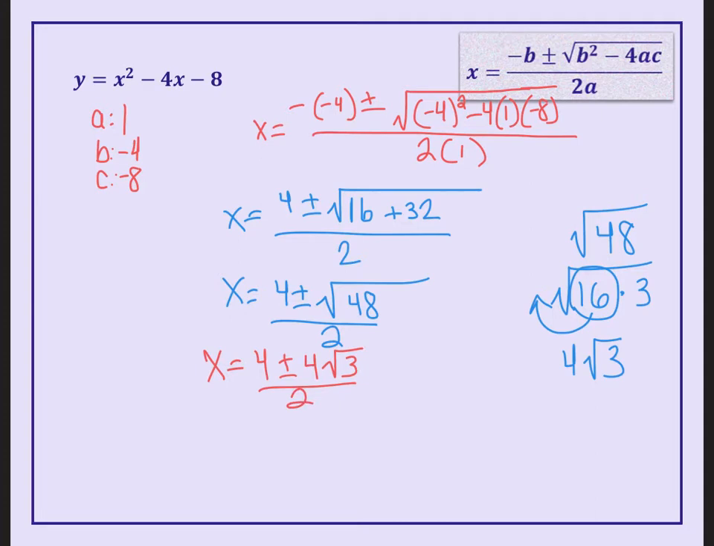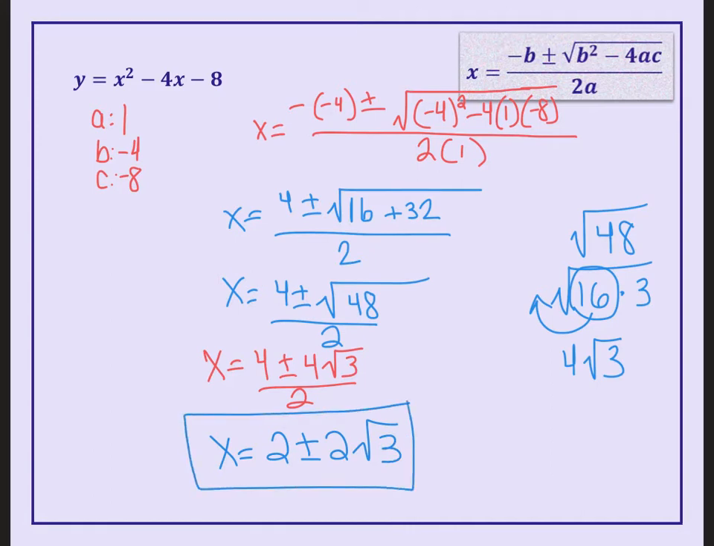Let's see if I can simplify by reducing each term by 2. 4 divided by 2 and 4 divided by 2 becomes x equals 2 plus or minus 2 square roots of 3. So this problem does have 2 solutions, and you may have to write this as a positive solution, or you may write this as a negative solution, or we can write it as a plus or a minus.